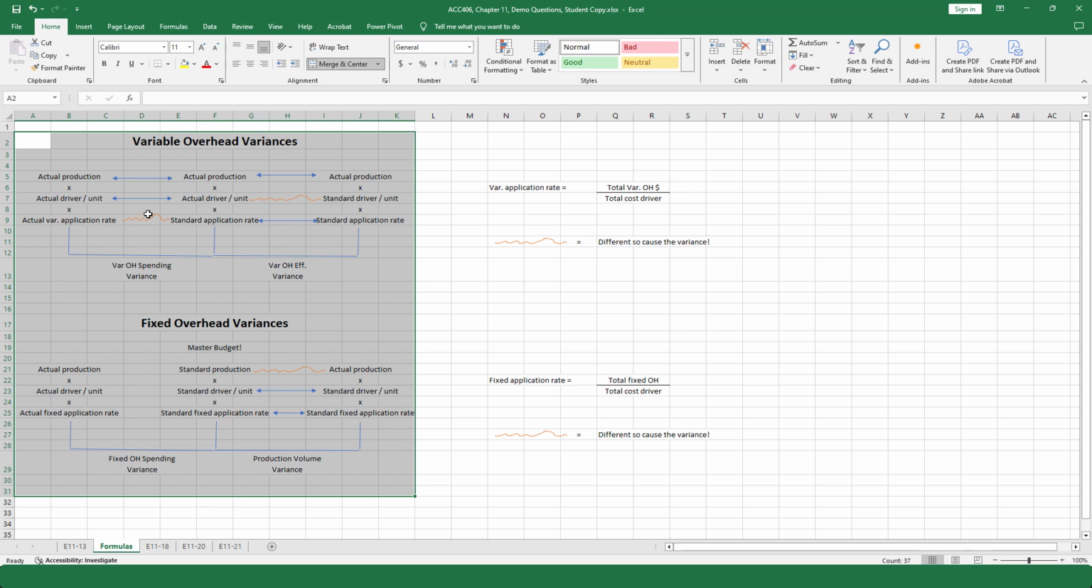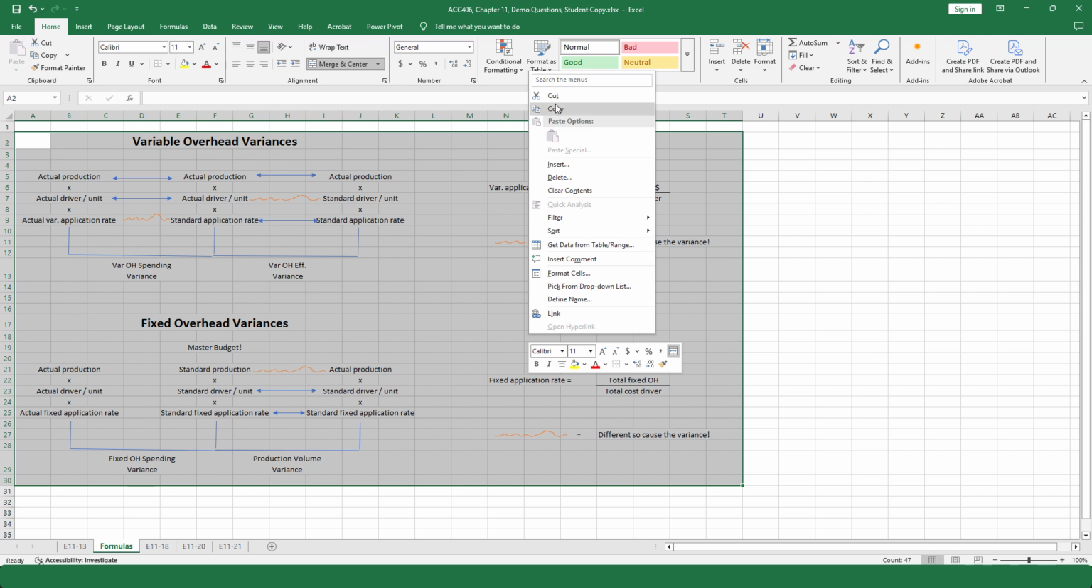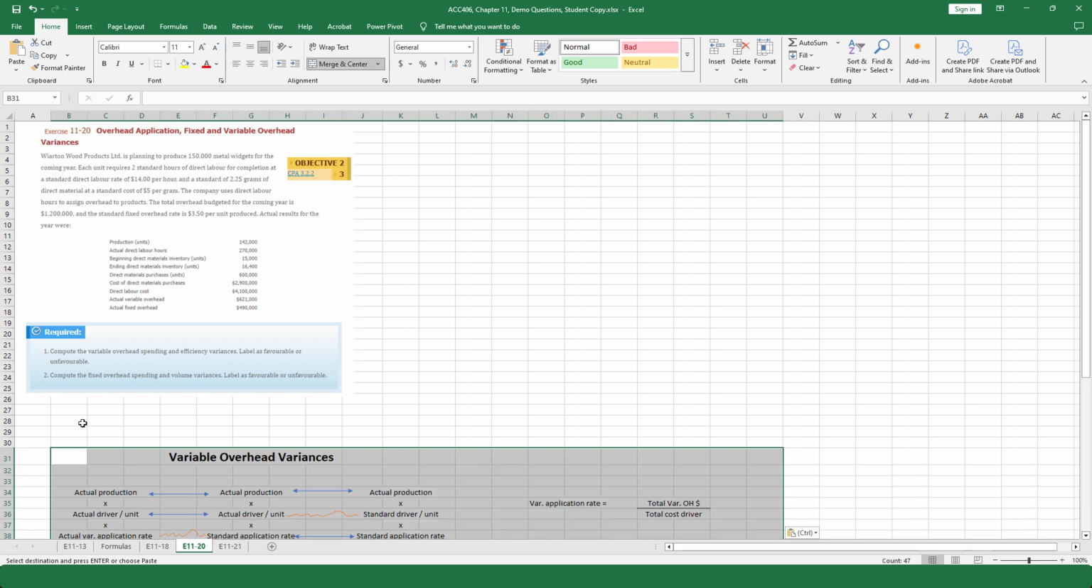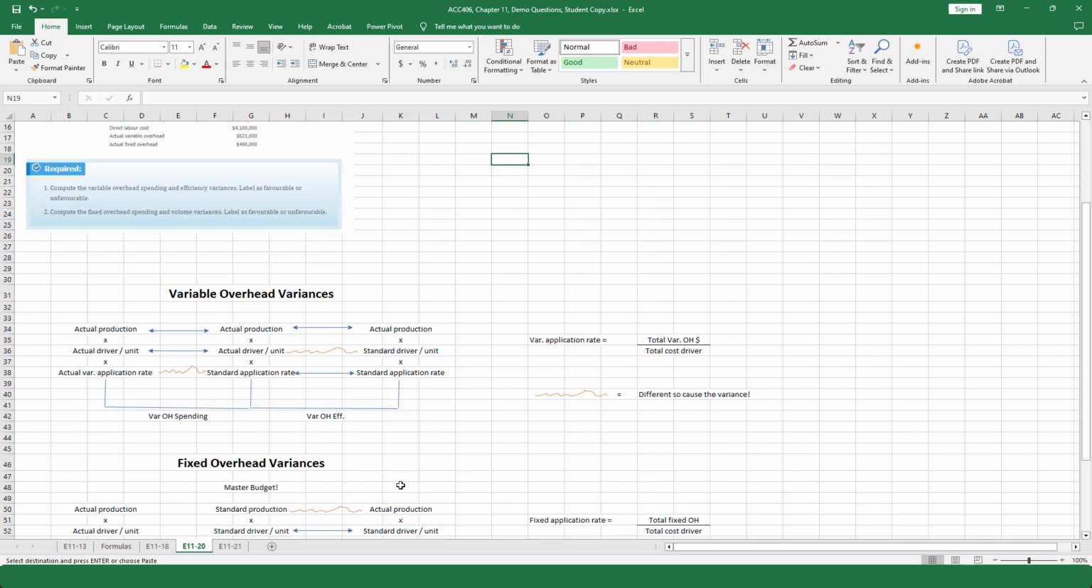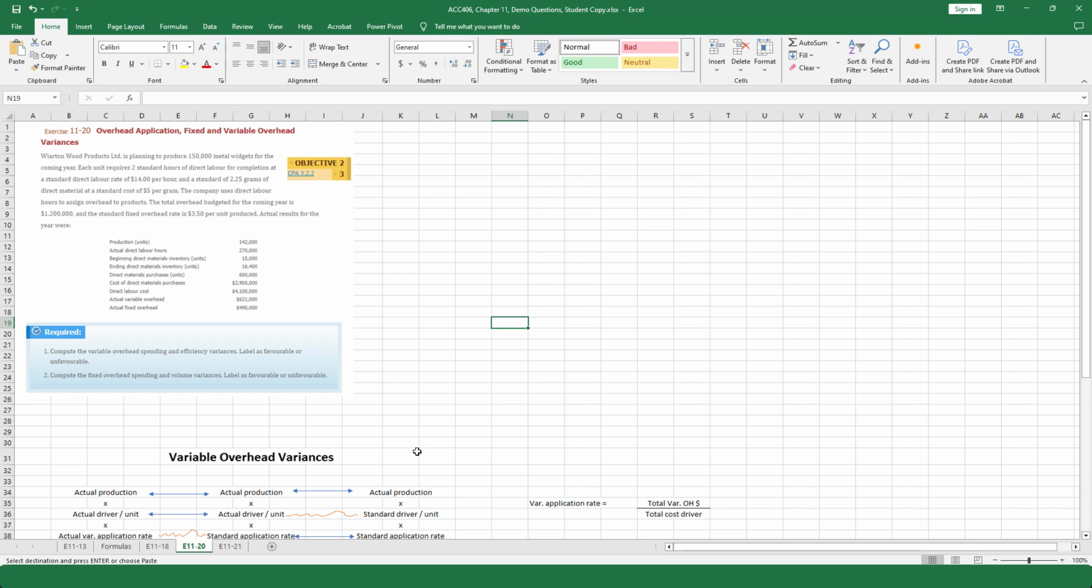The first thing I'm going to do is go over to my formulas, and I'm going to copy these formulas so that we have them available. I'm going to put them down here so we have some room. There we go. So now we have those formulas. I've gone through the formulas in a lecture video, so I'm not going to go through them again. We're going to read the question.